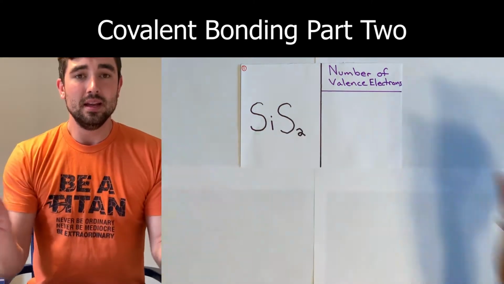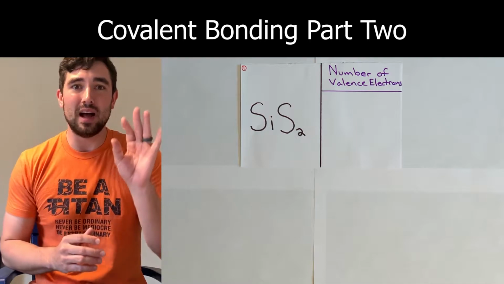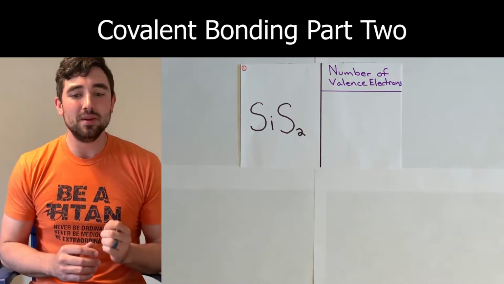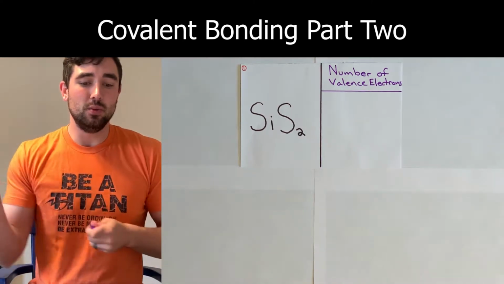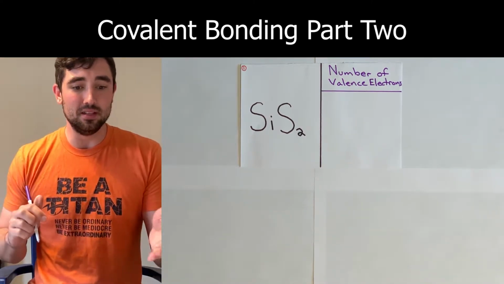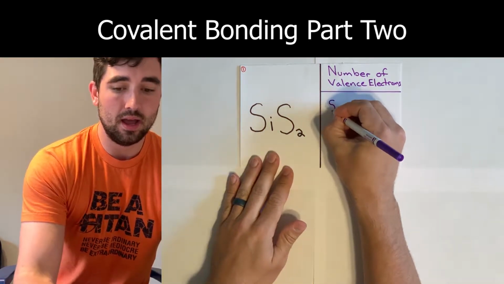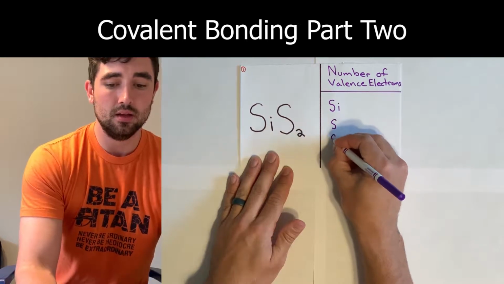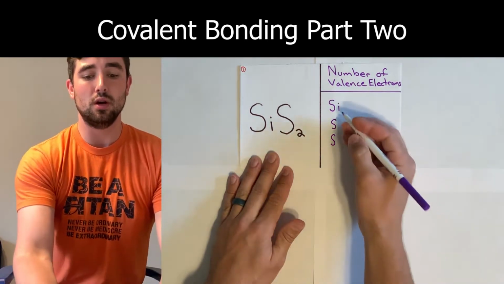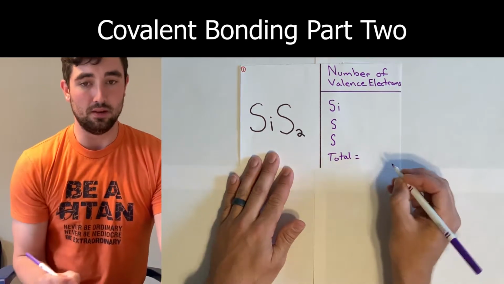SiS2. Now with SiS2, we need to do the exact same thing as we've done before, the 5 steps. Step 1, determine the number of valence electrons. We'll do that first. So we have 2 different elements in this, or 3 total atoms. We have 1 Si and 2 sulfurs. 1 silicon, 2 sulfurs in total is what we're looking for.